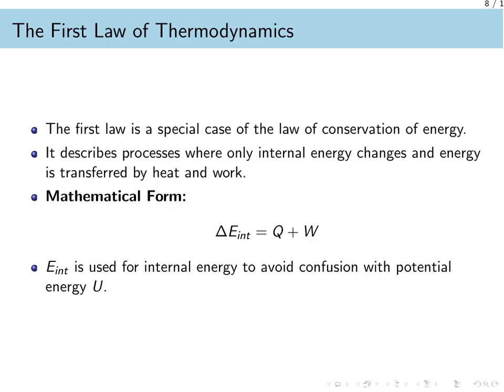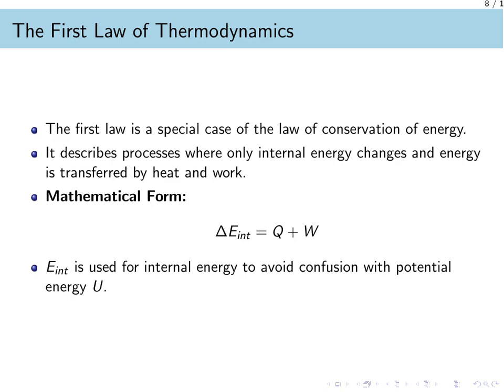The first law of thermodynamics is essentially the law of conservation of energy applied to thermal systems. It states that the change in the internal energy of a system is equal to the sum of the energy transferred by heat and the work done on the system. Mathematically, the change in internal energy equals Q plus W. We specifically use the notation for internal energy to avoid confusing it with potential energy.